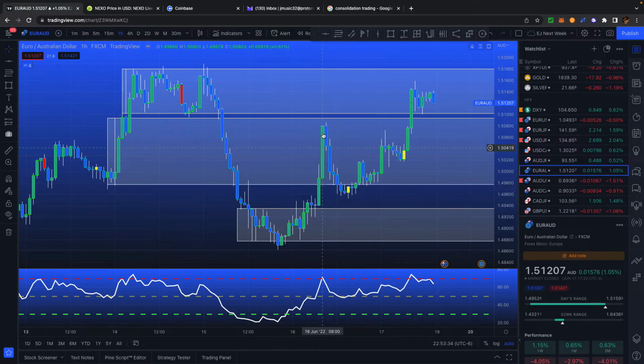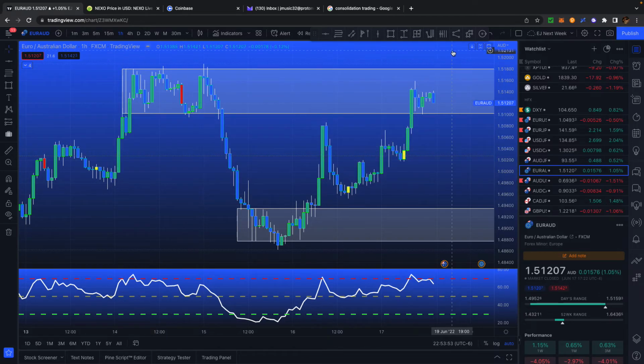When it came back up, it rejected in this zone. Then came up to test this zone, and then look at this rejection already. Most likely, it's going to come back down into this zone. I have the market trapped in 3 different zones. And if I don't really want to trade this middle zone, I take it out. Boom. I have areas where I want to trade.